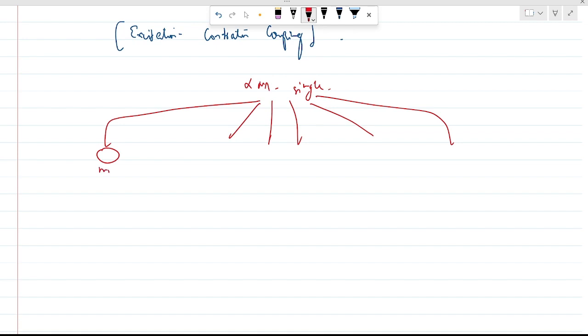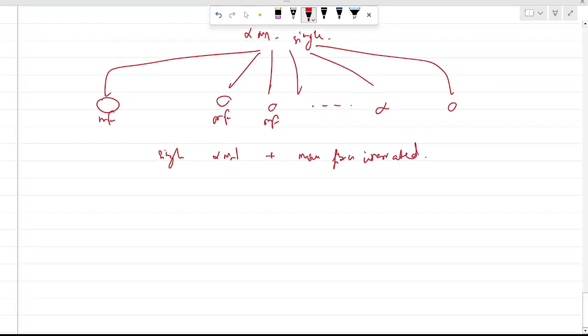First muscle fiber, second muscle fiber, third muscle fiber, going on, multiple muscle fibers. Now this single alpha motor neuron, combined with the muscle fibers innervated, this comprises our motor unit.